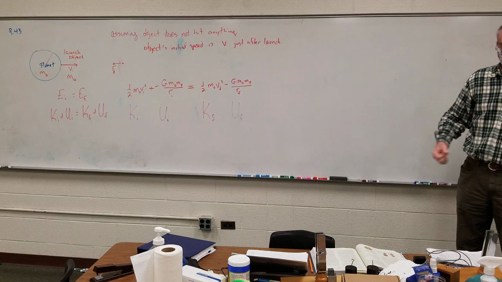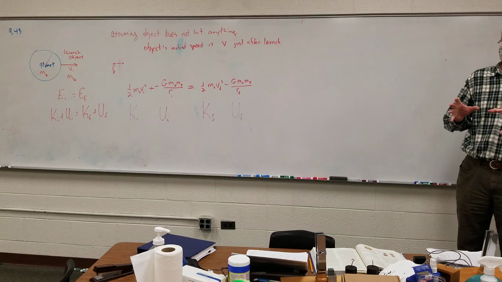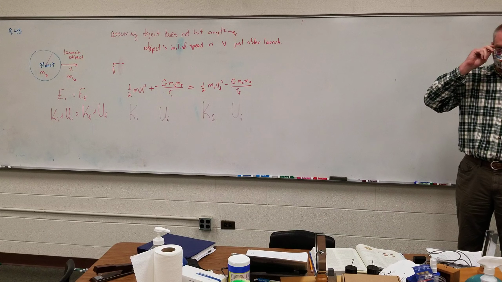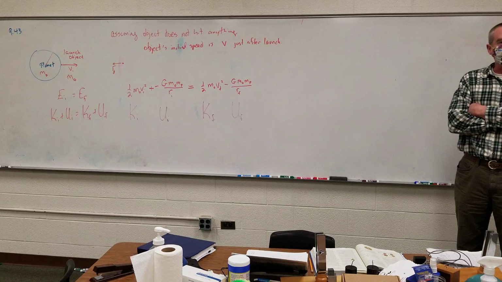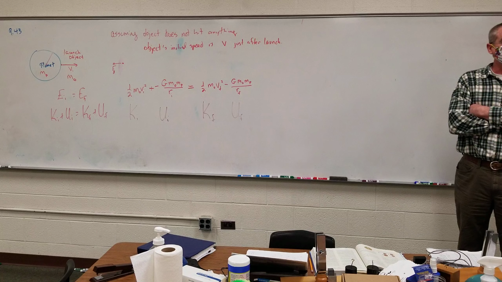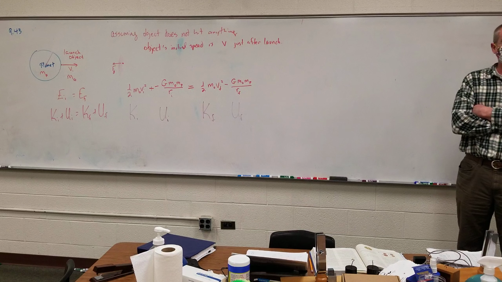Same thing happening here. As soon as I launch it, because there are no rocket boosters on this thing, the thing starts slowing down. How slow is it going to get? If it stops, it's going to turn around, and we don't want it to stop. What we're trying to find here is the escape speed. How fast do we need to shoot this thing so it never comes back?